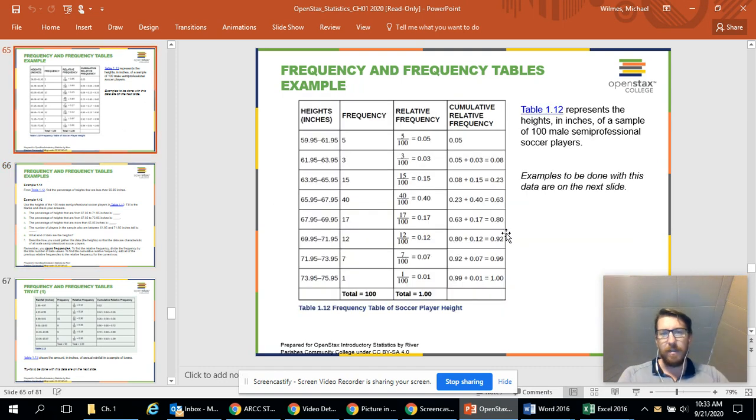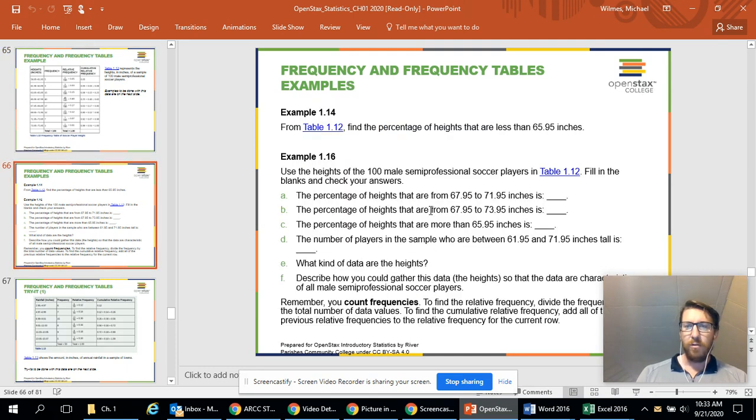All right, so we go to our table, 65.95, and we know there's 0.23. And then I multiply that by 100, so bring that decimal 2 spots to the right. So 23% of players are less than 65.95. Pretty straightforward.